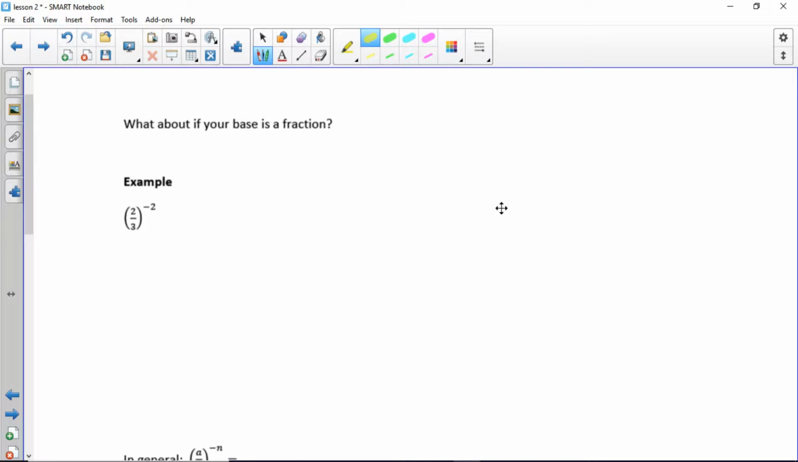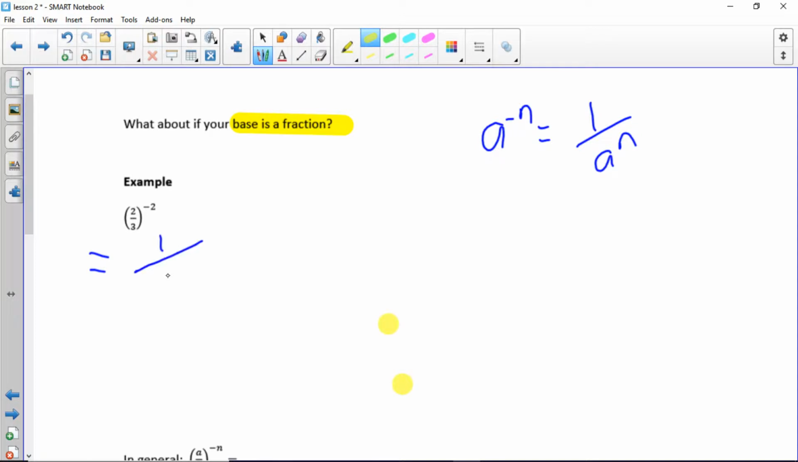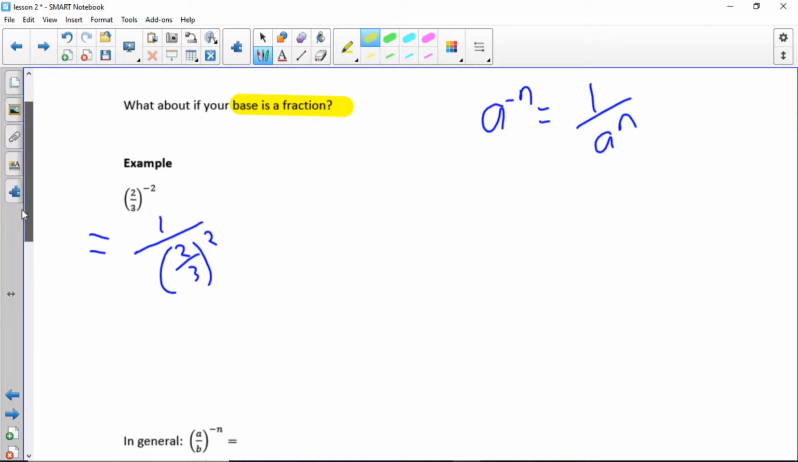What happens with negative exponents if our base is a fraction? So that's definitely, I mean, our rule for negative exponents was a to the power of negative n equals 1 over a to the n. So we can kind of apply that here, and we can say that 2/3 to the power of negative 2, technically now our a value is 2/3, so it's 1 over 2/3 squared. That doesn't look very pretty. We should never need fractions in fractions. So let's continue to look at this example and see what happens.